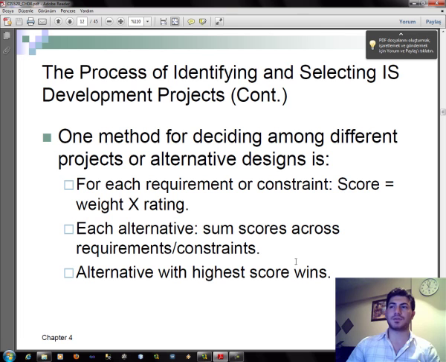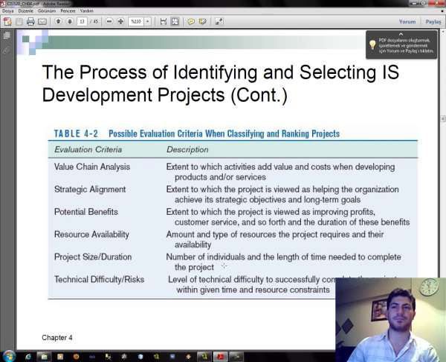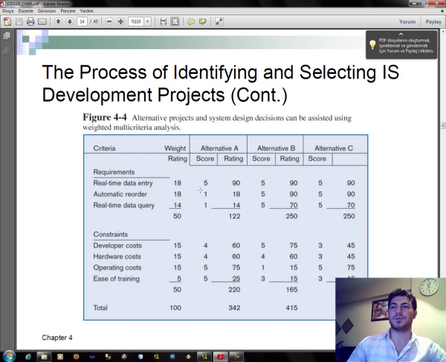One method for deciding among different projects or alternative designs is, for each requirement or constraint, score weight times rating. For each alternative, sum scores across requirements or constraints. The alternative with the highest score wins. Here's a table of possible evaluation criteria when classifying and ranking projects. It's also a figure.